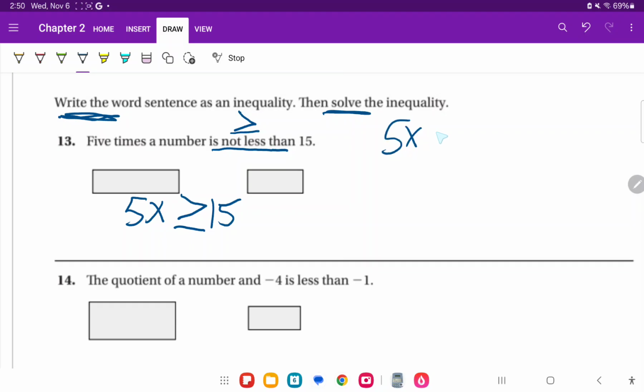All right, then I need to solve that. So I'll divide by 5. So x is going to be greater than or equal to 3. Okay?